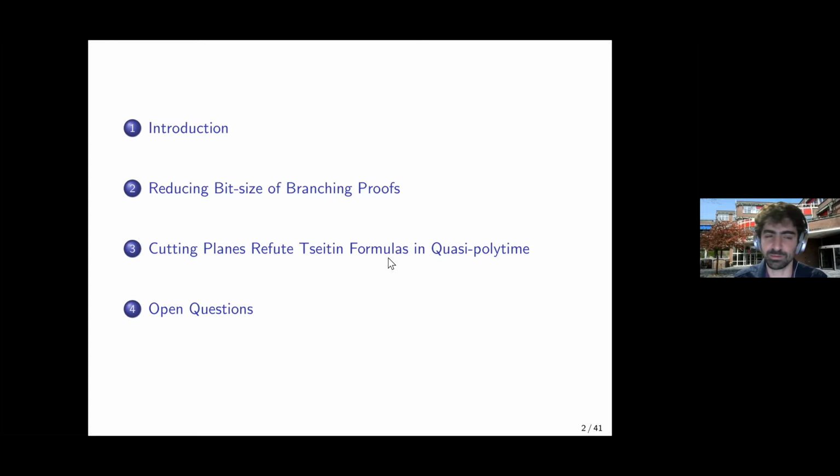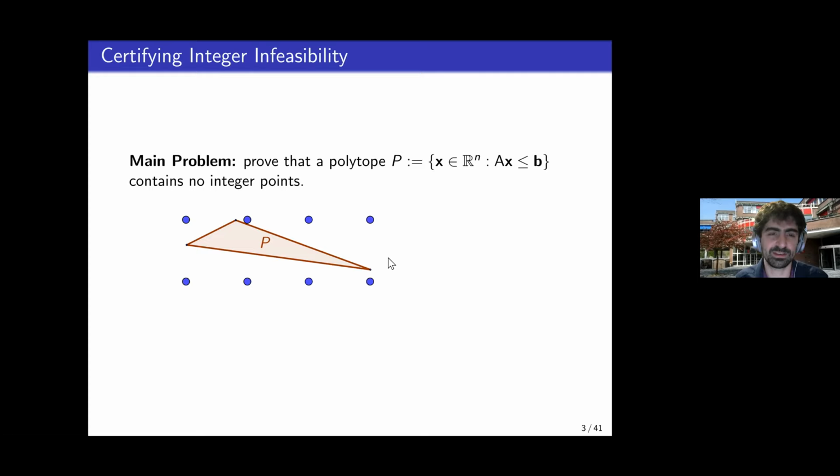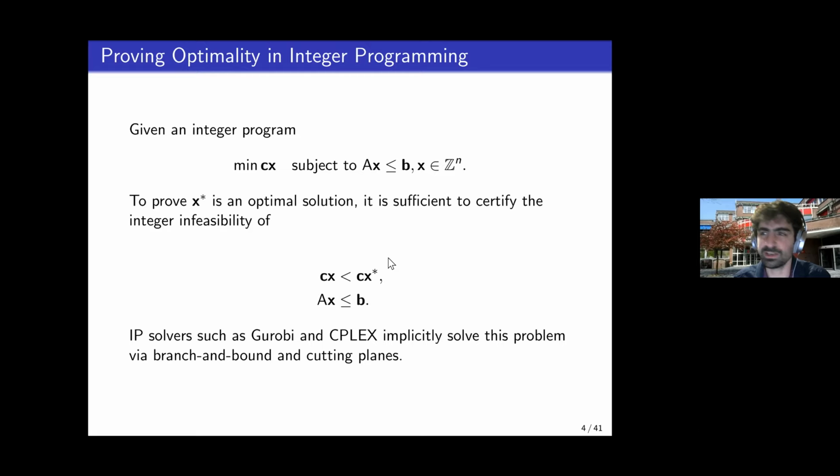Okay, so what is the main problem that we're interested in, the task that we want to study? So this is the task of showing that a polytope that's given as an explicit linear description contains no integer points, right? So this is a kind of obvious co-NP hard problem, but it has many, many applications. And in particular, showing the emptiness of polytopes is something that is in some sense done all the time in the context of integer programming.